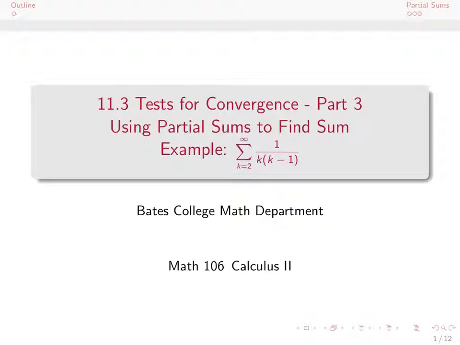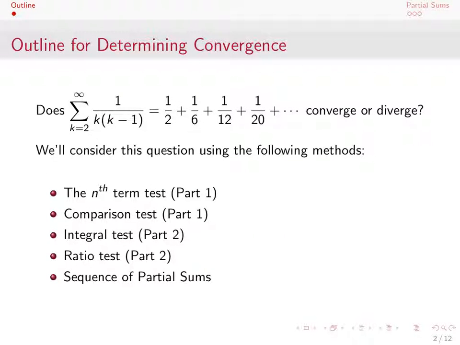Welcome to the third installment of a three-part video series where we're examining the infinite series where k goes from 2 to infinity of 1 over k times k minus 1. In the first part of the video series, we examined the series for convergence by applying the nth term test and the comparison test. In the second part, we used the integral test and the ratio test.